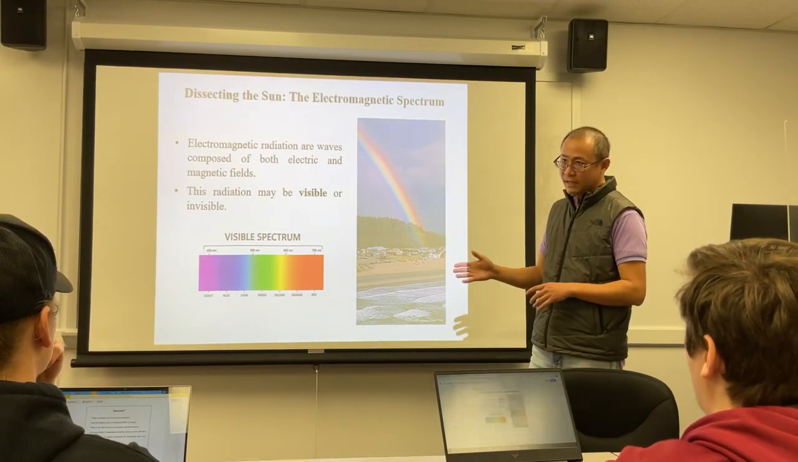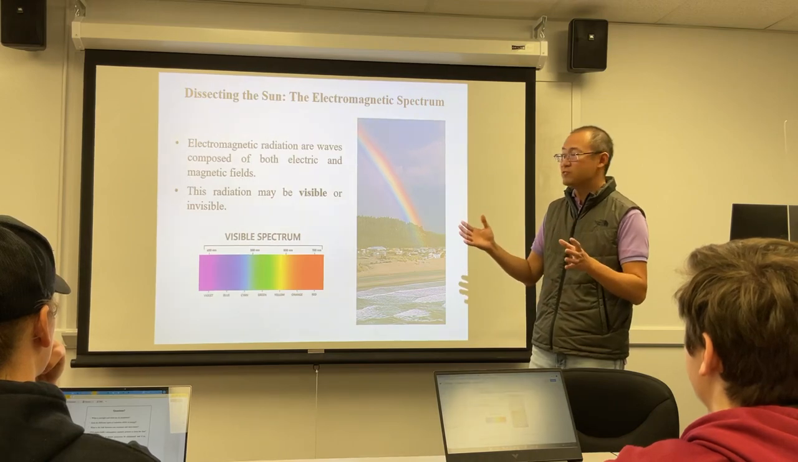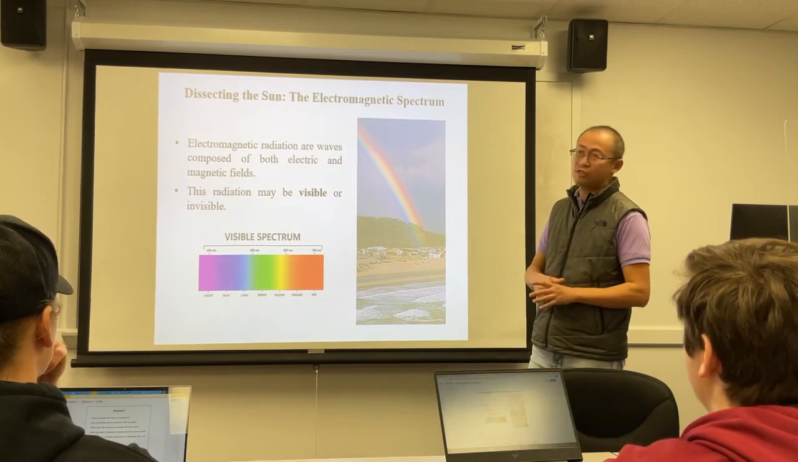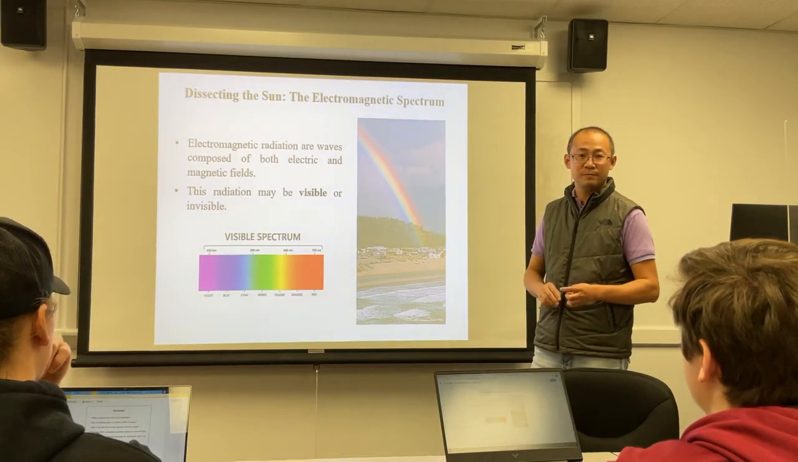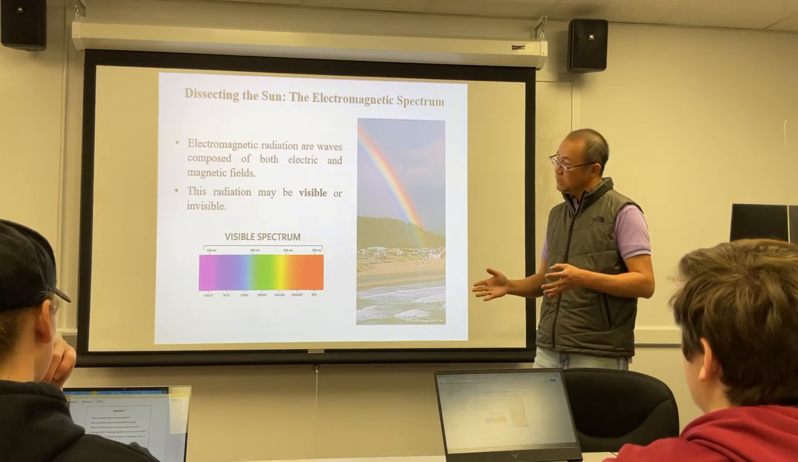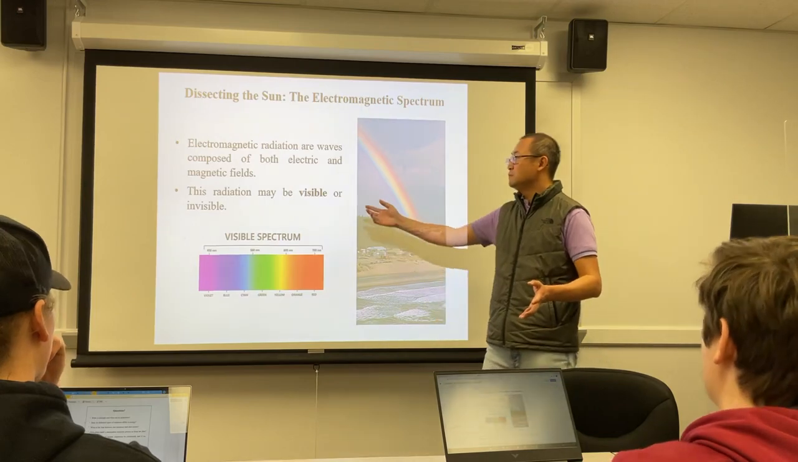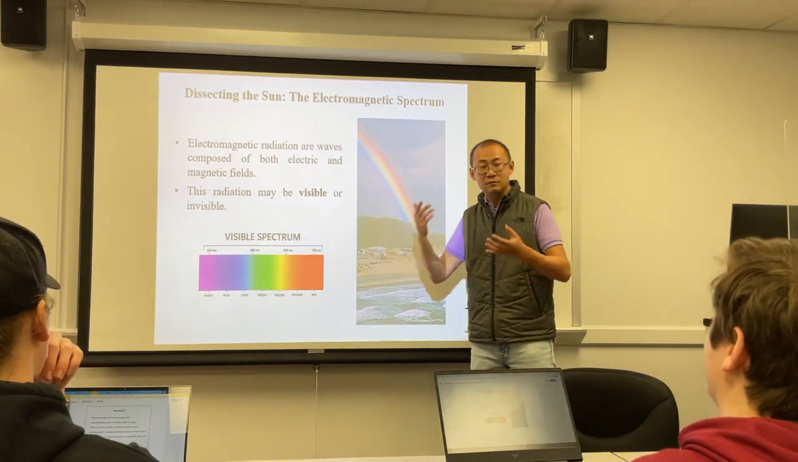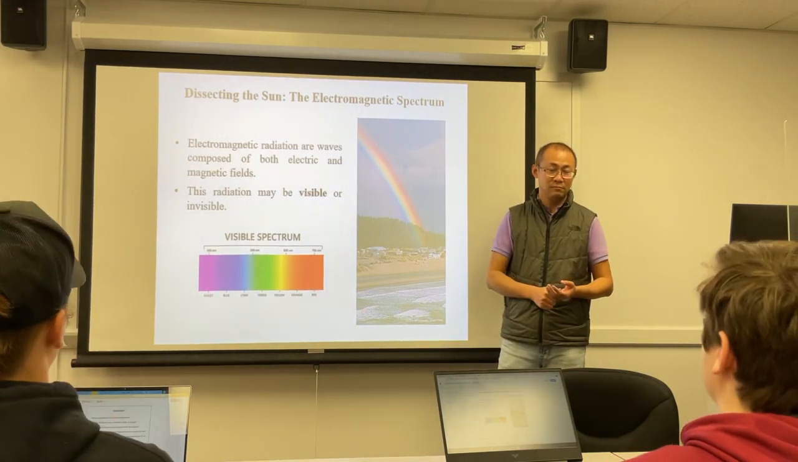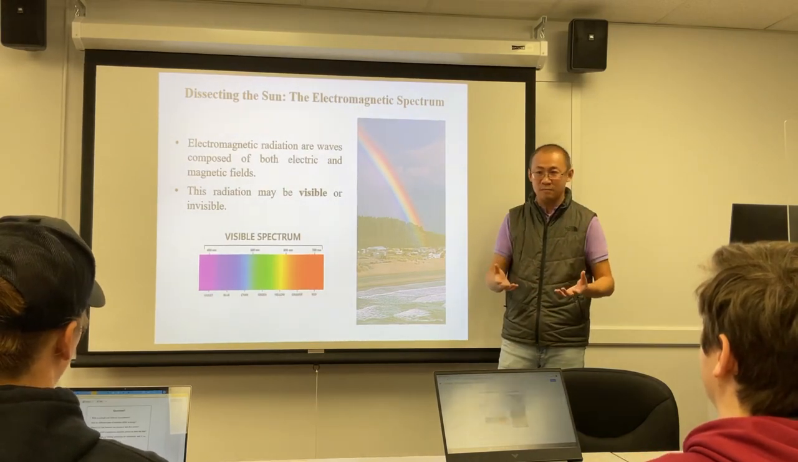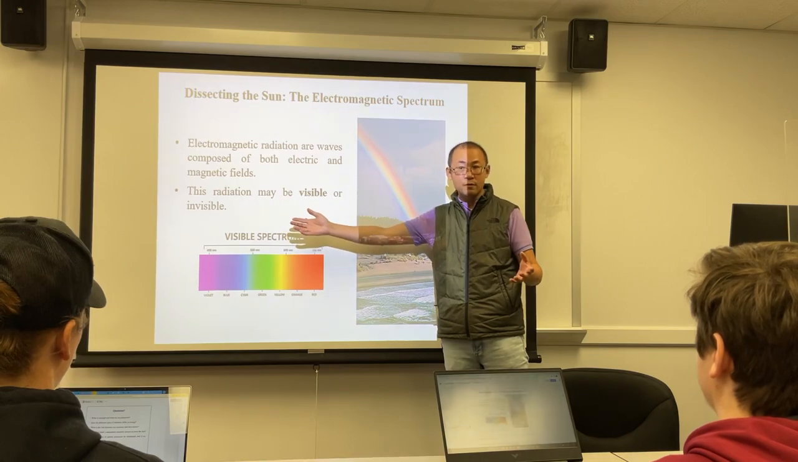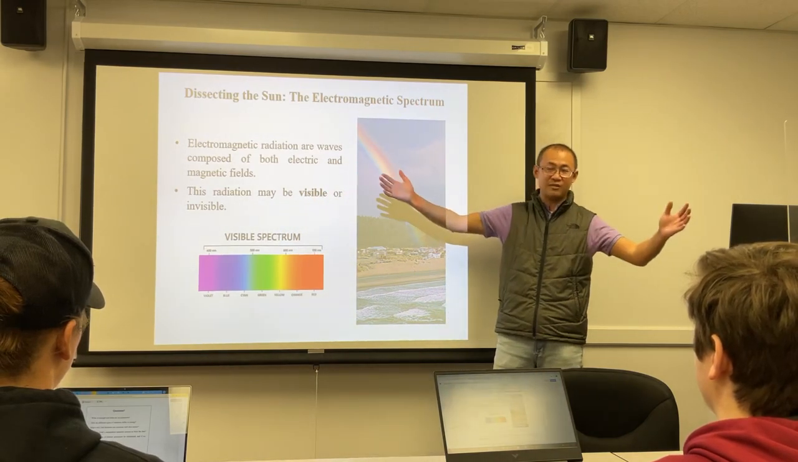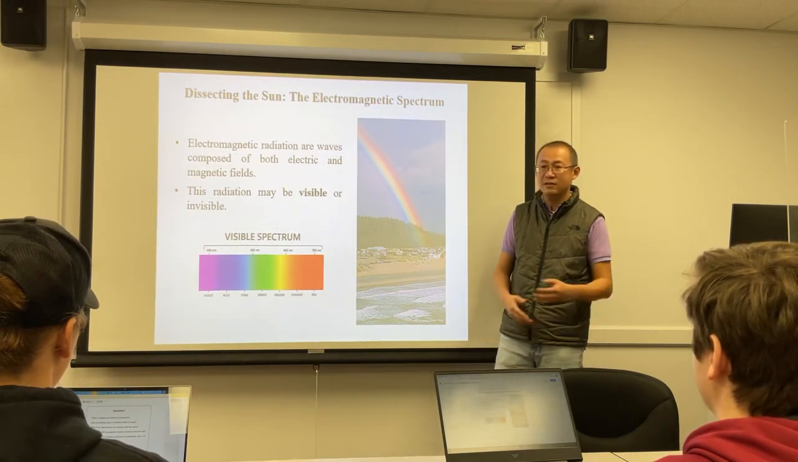And most importantly, not only are they waves, the radiation from the sun can be divided into two parts. One part is visible, which means what? We can see them. Our naked eyes are adapted to see them. Most of the part is invisible. We're going to see both. We're going to actually see the whole spectrum of radiation.